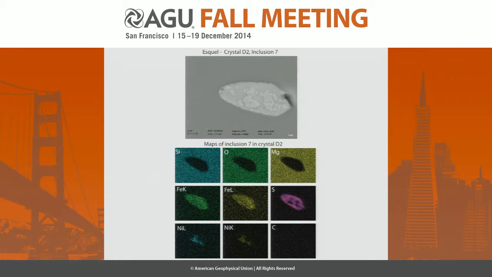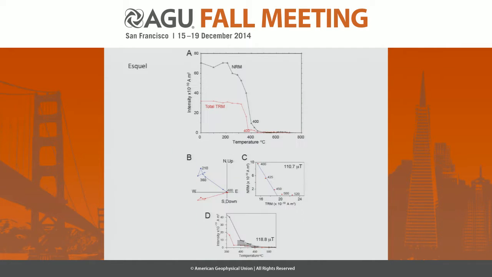When we do a compositional study, here we see a backscatter image and compositional mapping in EDS, we see subdivisions into iron-nickel and iron-sulfur-rich zones. These subdivisions are on length scales that are appropriate to retain magnetizations on billion-year timescales. Paleomagnetic experiments, these are thermal demagnetizations as well as paleointensity, on the Esquel main group pallasite. Here we have the orthogonal vector plots, and we see a relatively simple, straight component of magnetization.